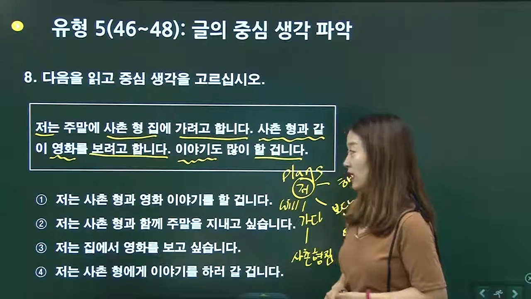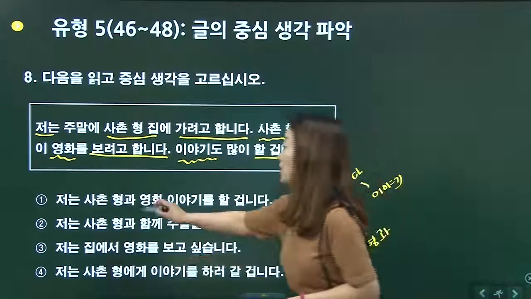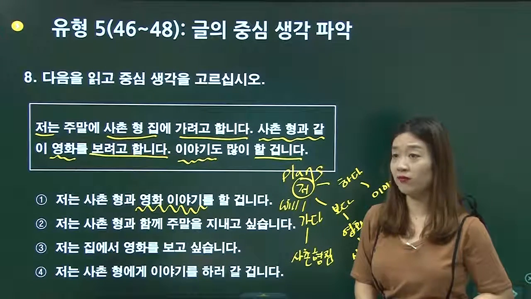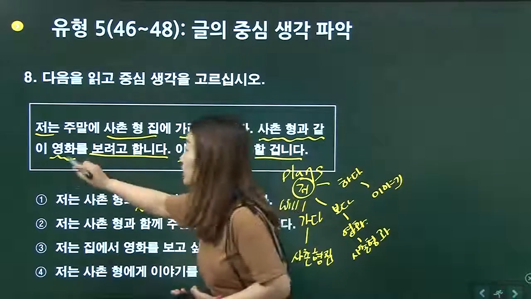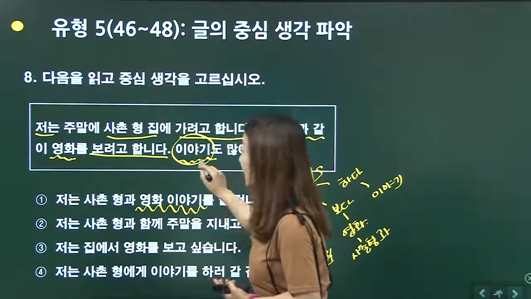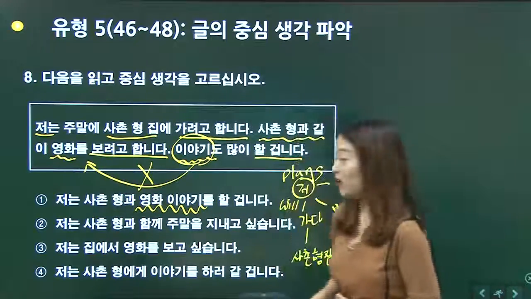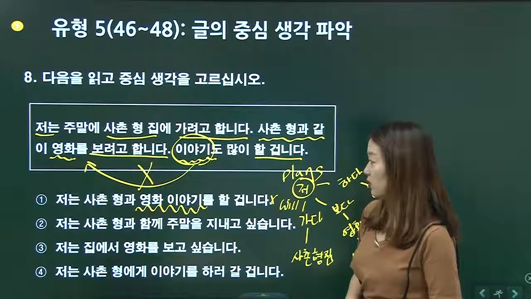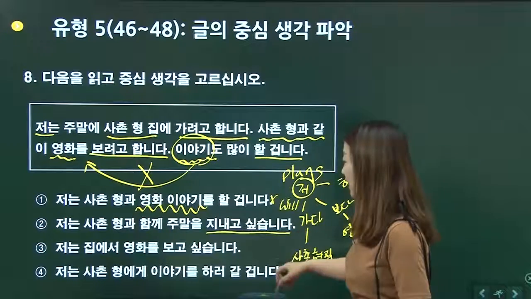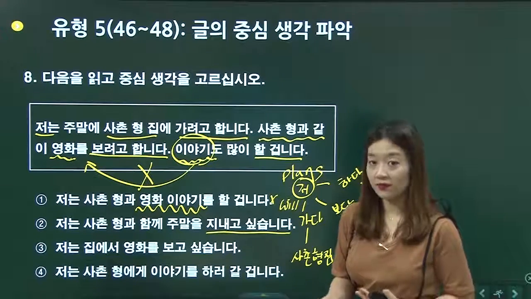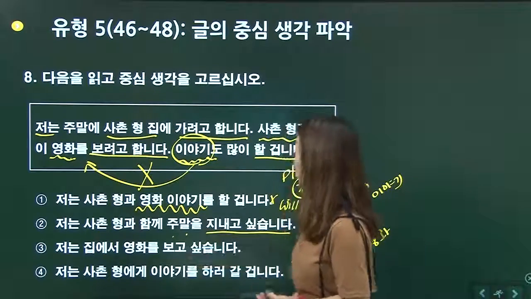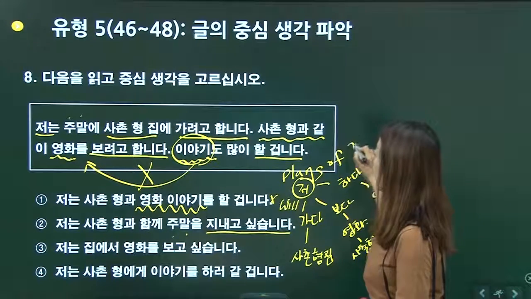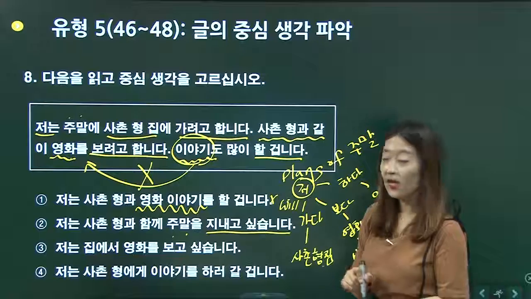Number one. 저는 사촌 형과 영화 이야기를 할 겁니다. 영화 이야기. We are going to talk about the movie. Is it true? Watch a movie and talk. But the talk is not about the movie. It's not about the movie. B. Number two. 저는 사촌 형과 함께 주말을 지내고 싶습니다. It means spend time together. 주말. Alright. This is all about 주말. These are plans of the weekend, right? It's true.